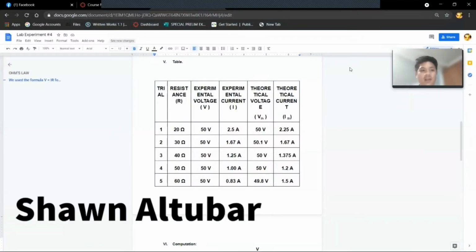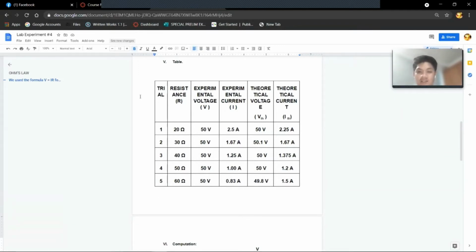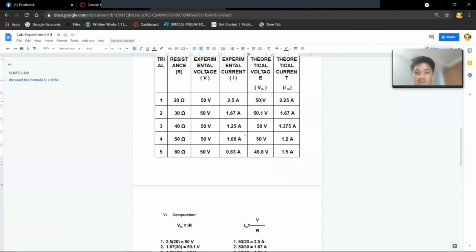Hello, so today I'll be discussing our table in this experiment. There are 5 trials in which the resistance increases. The experimental voltage is a constant 50 volts. After using the PhET simulator, the experimental current is jotted down. The theoretical voltage and current are computed down below.